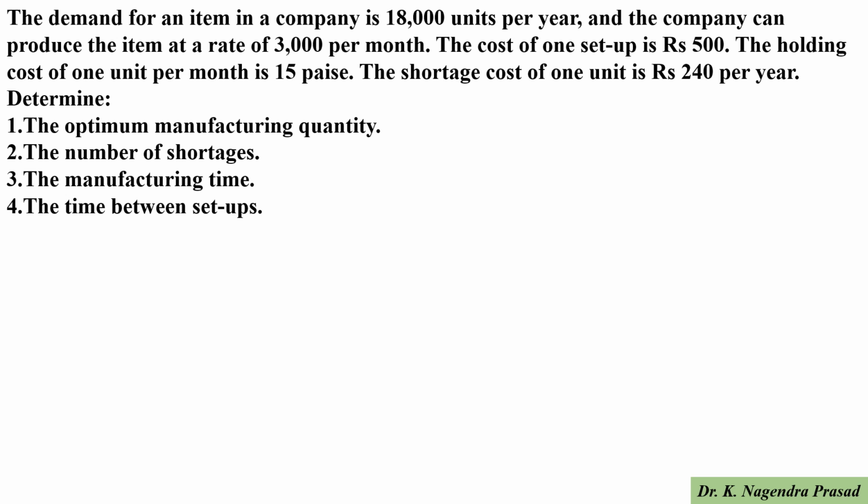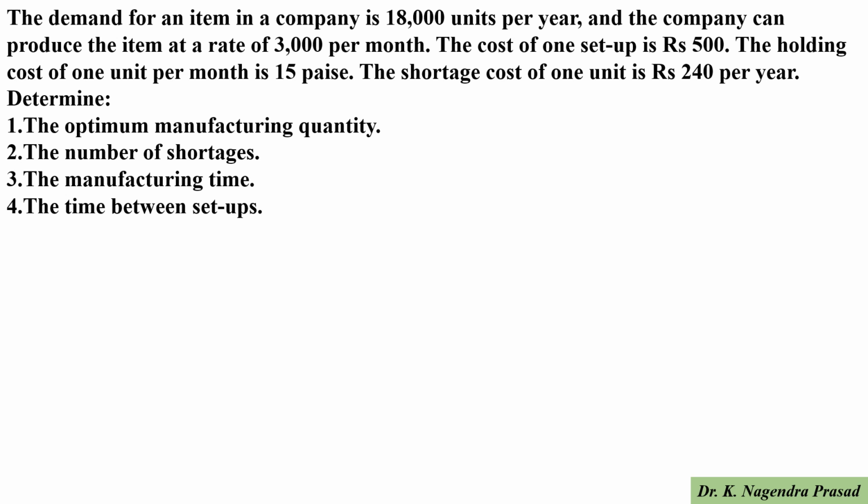In the present video, we will discuss the numerical problem on the EOQ model with gradual supply and shortage is allowed. Let's see the problem. The demand for an item in a company is 18,000 units per year, and the company can produce the item at a rate of 3,000 per month.